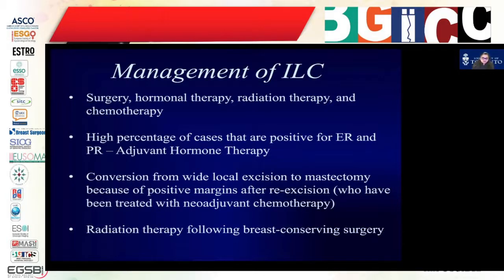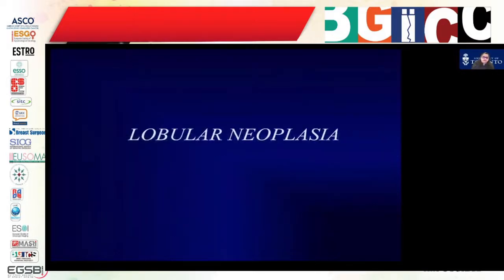Those who are treated with neoadjuvant treatment can also end up in the same situation, where they may require conversion to a mastectomy. Radiation obviously is given as adjuvant treatment. So this is just briefly how you would manage invasive lobular carcinoma.